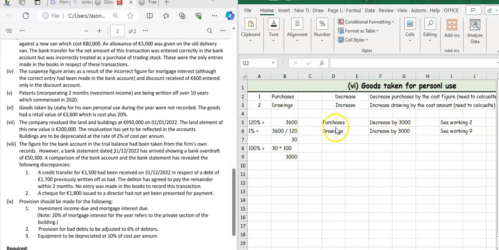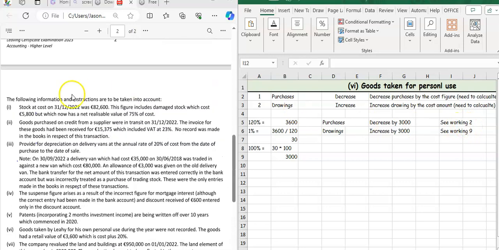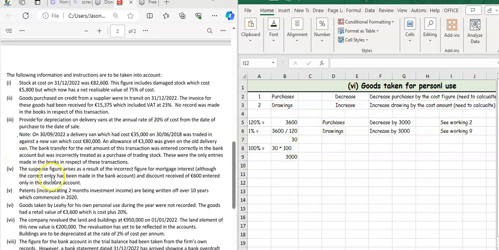So we have a purchase account already opened up as part of working 2. I think that was the goods in transit in this adjustment here. And then we've got our drawings as part of our suspense, where a percentage of the mortgage interest was for drawings. So we need to decrease our purchases by 3,000. So we're going to go find our purchase adjustment.